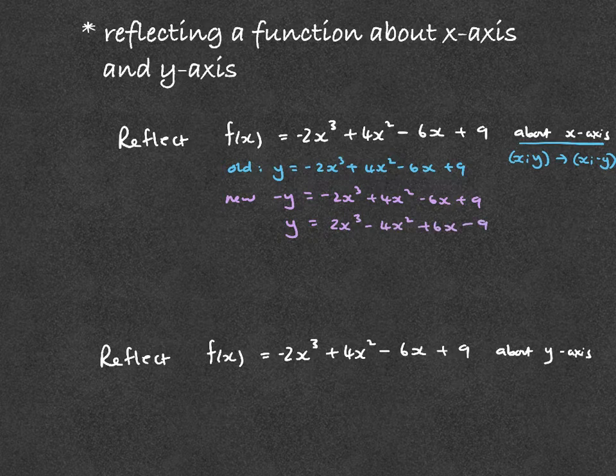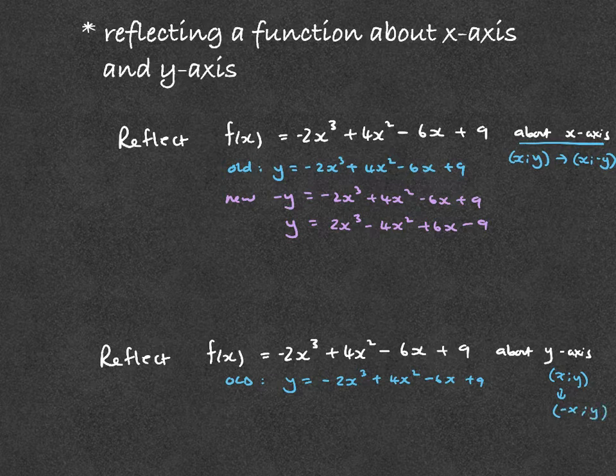All right. And then the same thing if you reflect that function about the y-axis. So the old one is y equals negative 2x cubed plus 4x squared minus 6x plus 9. Remember, if you reflect about the y-axis, what happens? The x value is multiplied by minus 1, but the y value stays the same. So in other words, all the x's will be multiplied by minus 1. So it's minus x cubed. Okay, just double check that.